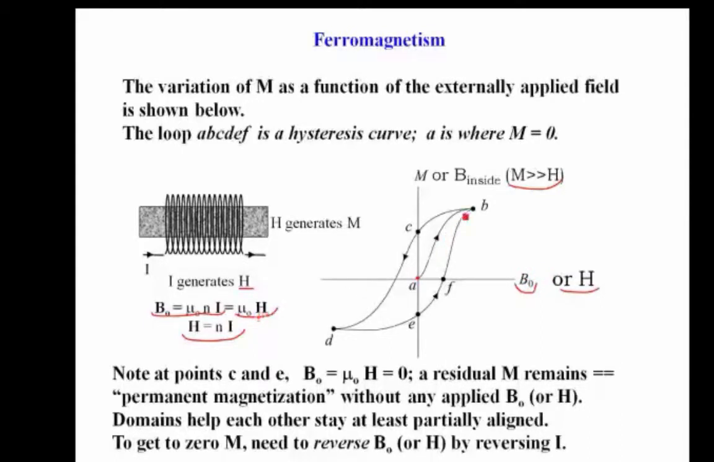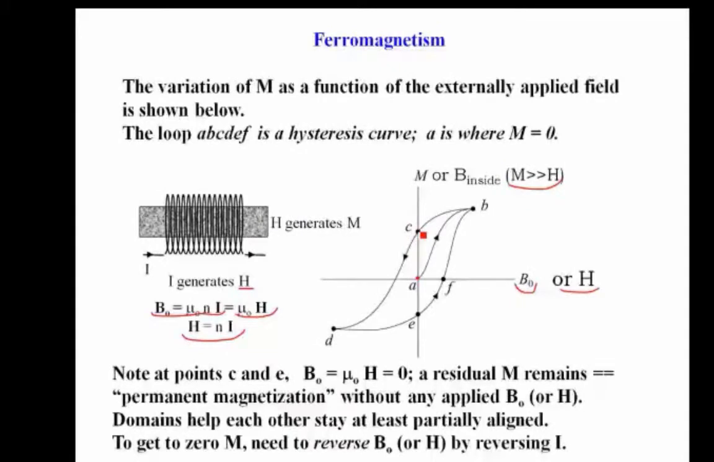So you come up to this saturated value and then you reduce the current, so therefore B0 or H are decreasing. Notice what you have here. At 0 B0, so you've turned off the current, say, you still have magnetization, and that's what we mean by having permanent magnetization. And so this would be a residual M or a residual B inside that exists.